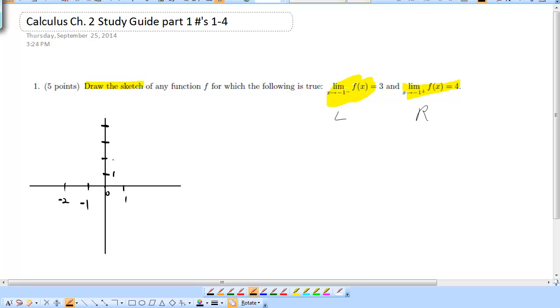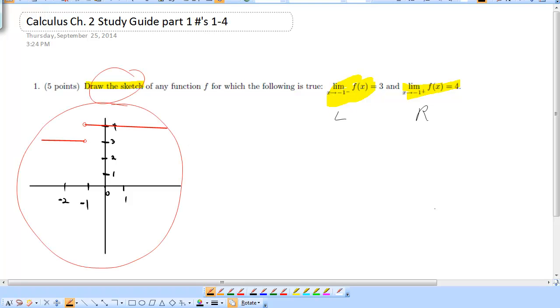So you can just think of it from the left side of -1, all that matters is that eventually it hovers at 3. Now, I'll make it a constant function 3 here. As you approach from the right, it's a constant function 4. That's just one possibility. You're saying, well, how do you know it's straight like that? Well, we don't. It could be something else. But this is what the equation would look like.